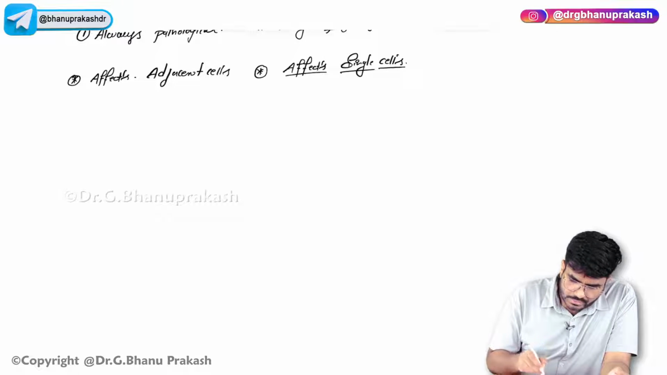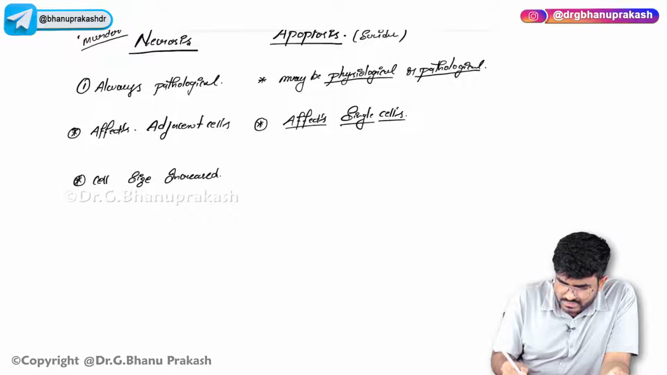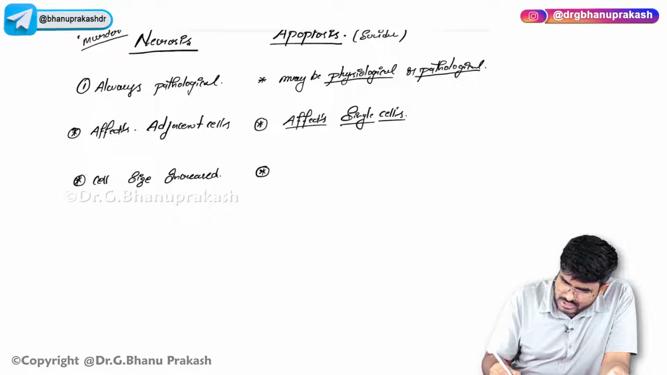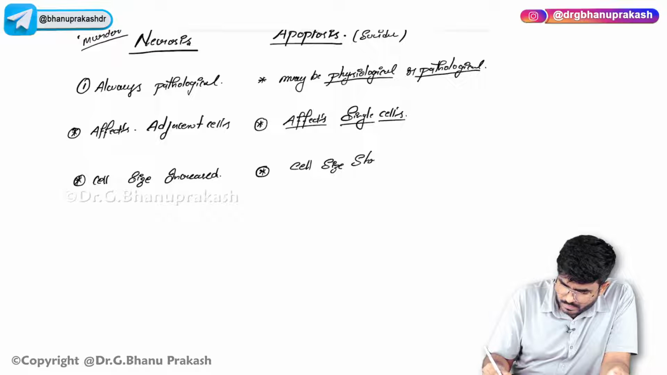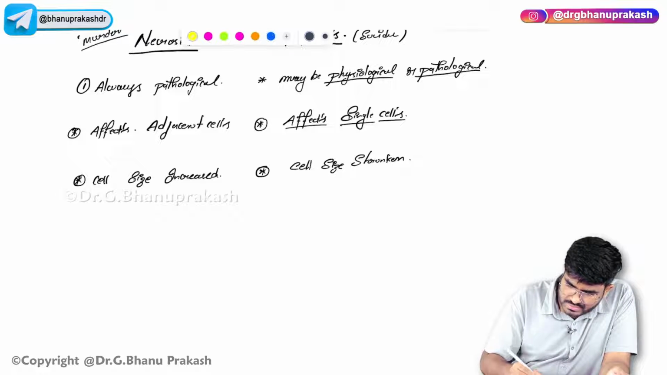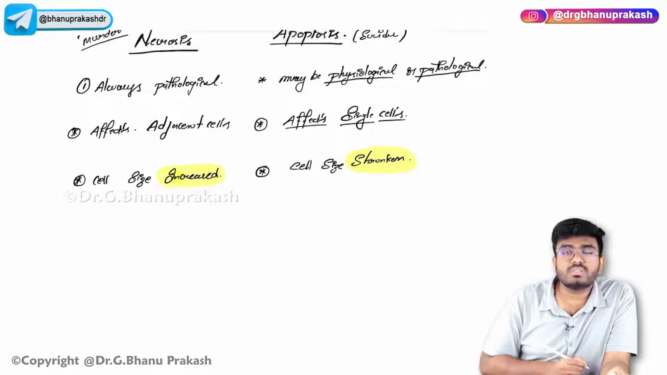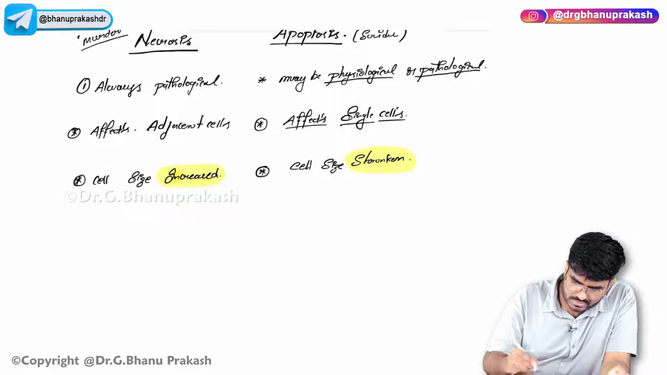Next, during necrosis, the cell size is increased. So, the dying cell will increase in its size. But during apoptosis, cell size is shrunken. This is a very important word. The cells will decrease in their size. Cell size is shrunken in apoptosis, and cell size is increased in necrosis.